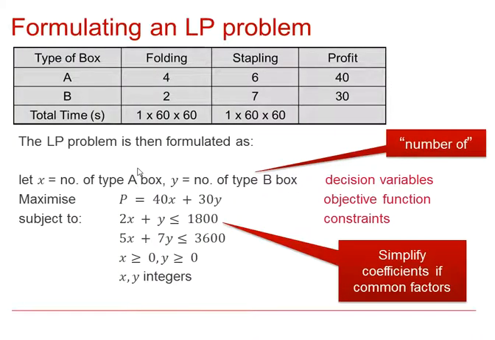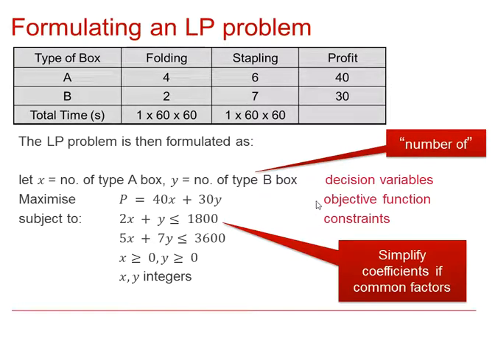Using this table then helps us to formulate the problem. So we need 3 aspects to formulate the decision variables. Well, we've let x equal the number of type A box that we're going to make, and y equal the number of type B box that we're going to make. Including the words number of when you define the decision variables is really important. X does not equal type A and y does not equal type B. They equal the number of that you are going to make. So that's for decision variables.